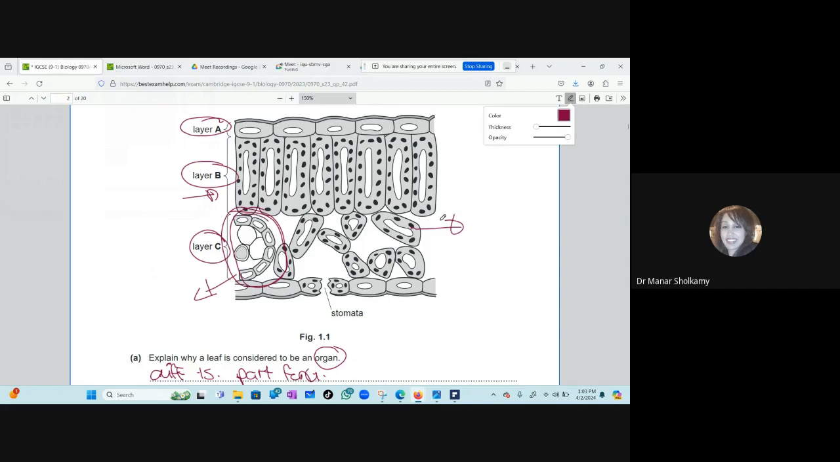And what is here that carries the water? The vascular bundle. The vascular bundle is a tissue which contains the xylem and the phloem. So why is this leaf an organ? Because it is made up of different tissues that work together to carry out a particular function. And give examples. You have the epidermal tissue, you have the mesophyll tissue, you have the transport tissue that contains the xylem and the phloem.